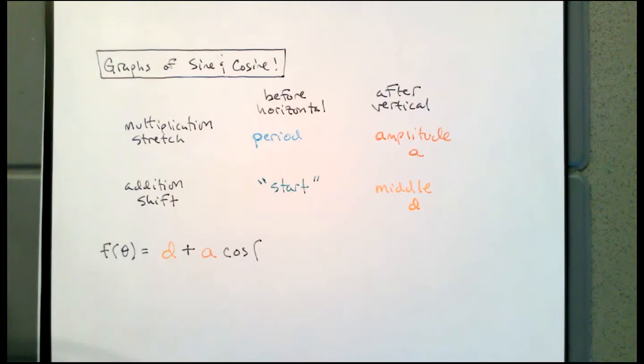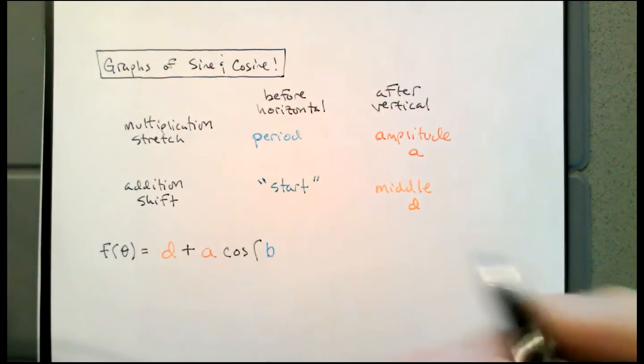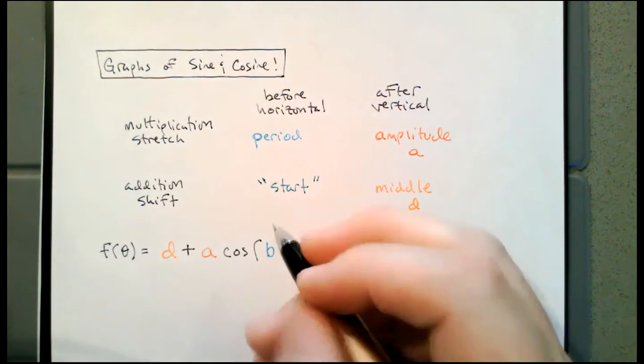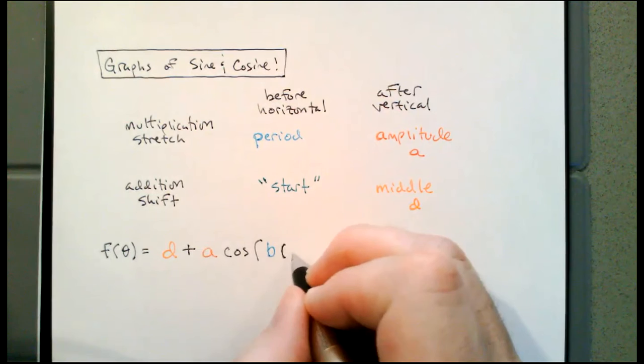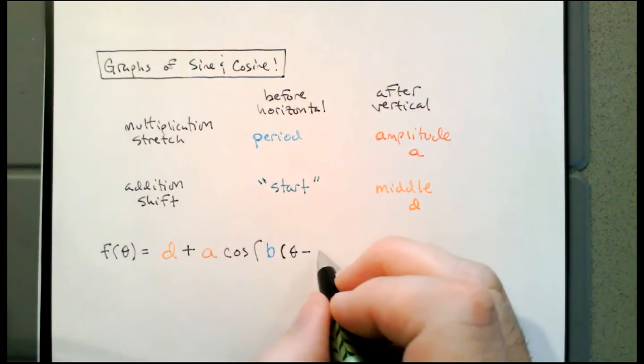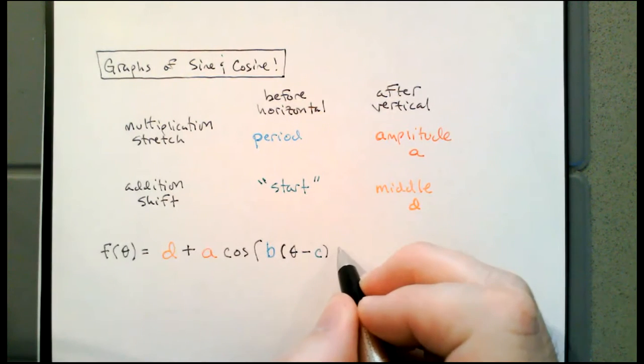So these are both going to be vertical changes. The period and the start are both things that happen before the trig function. So there's going to be some coefficient of x that represents a multiplication before, and usually I use B for this. And for the start, I use the letter C. So there's an A, a B, a C, and a D.